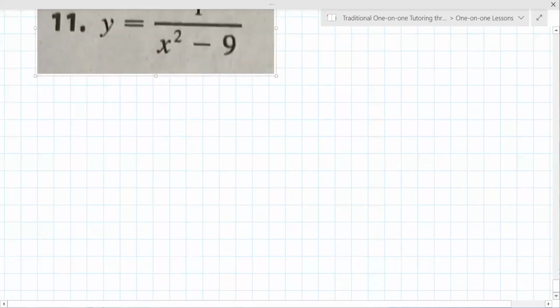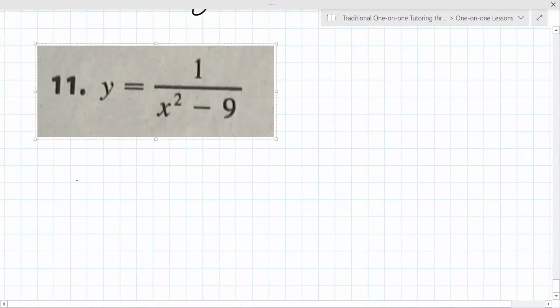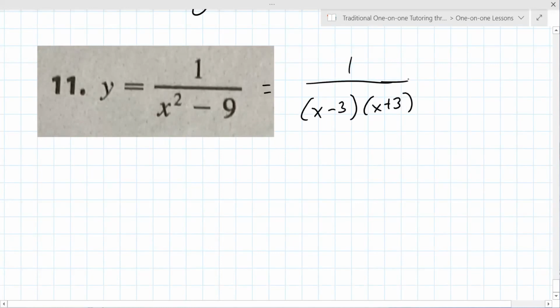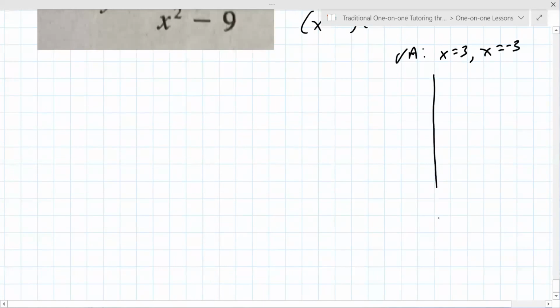Okay. All right. So pre-calculus stuff. First thing we're gonna do is factor the bottom. It's difference of squares. And that tells you there are vertical asymptotes at x equals 3 and x equals minus 3. Okay. So I'm going to graph those first.